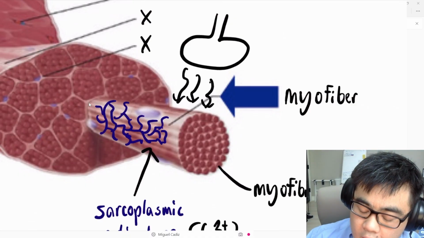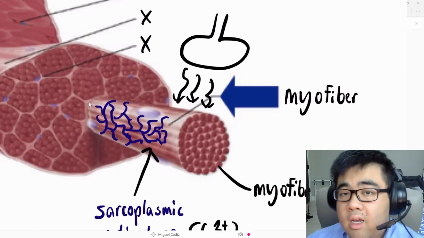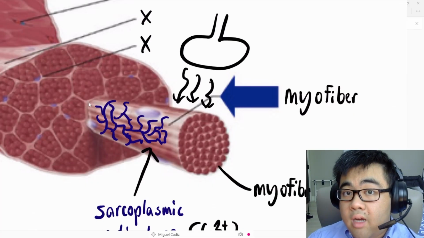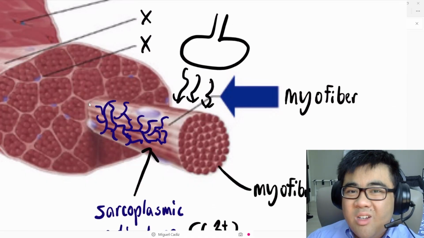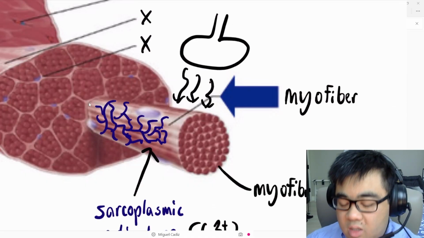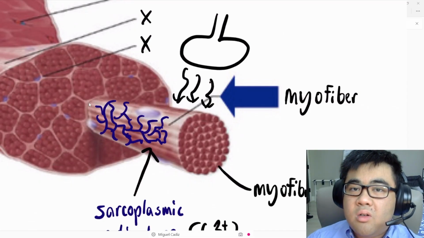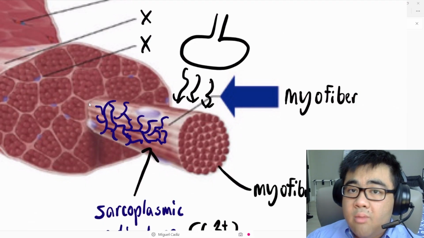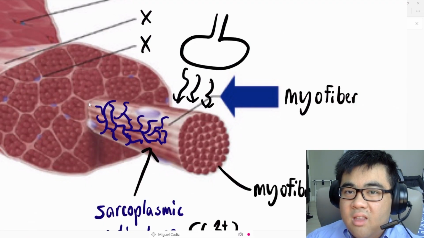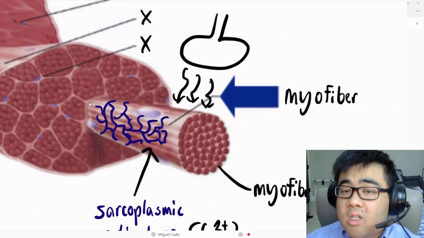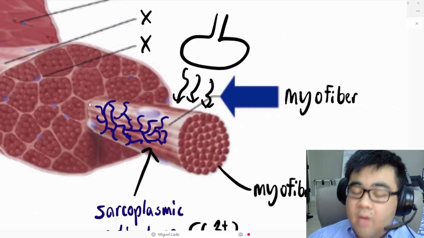It sends acetylcholine through this neuromuscular junction. The acetylcholine will then attach to receptors on the muscular side of that junction, and when those receptors bind to the acetylcholine, that will cause an action potential to propagate through the muscle fiber. So, like neurons and their axons, there is an action potential that goes through the length of the myofiber.